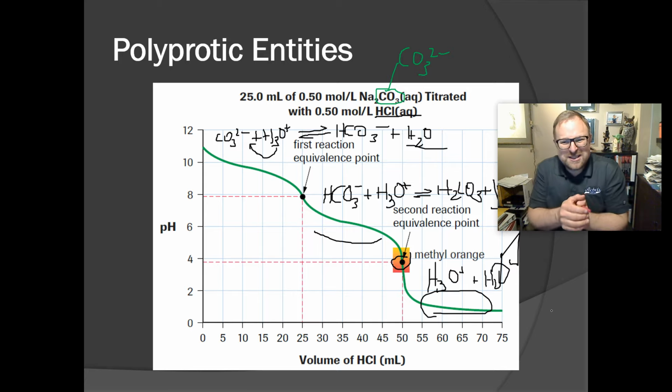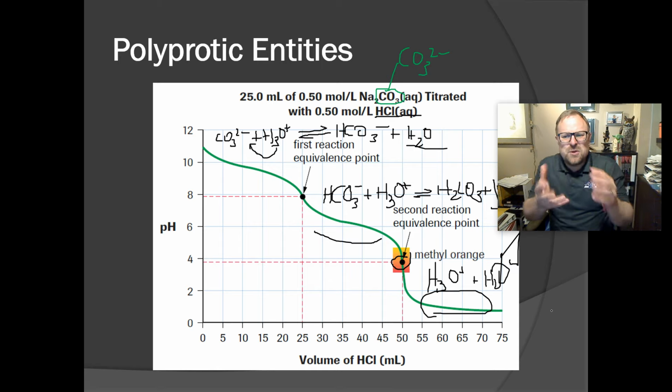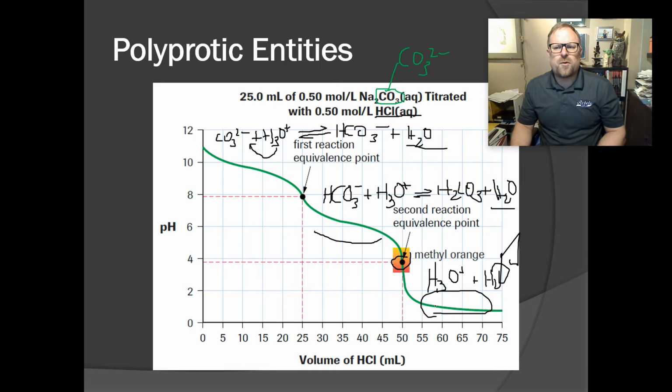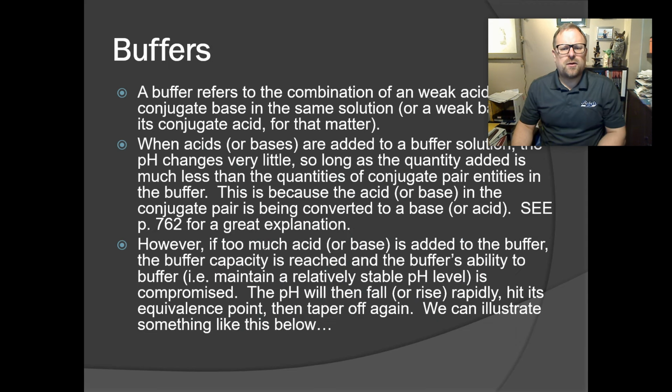I want you guys to be able to communicate that to me as we move through: what's around in this first buffering region, and then what's around in the second buffering region, and then what's around when we're done. Okay, we've used up all of the carbonate, we've used up all of the hydrogen carbonate. There ain't nothing left other than hydronium and water at that point. Does that make sense, I hope, to you guys? That's what a polyprotic graph would look like, with those couple of bumps in there along the way.